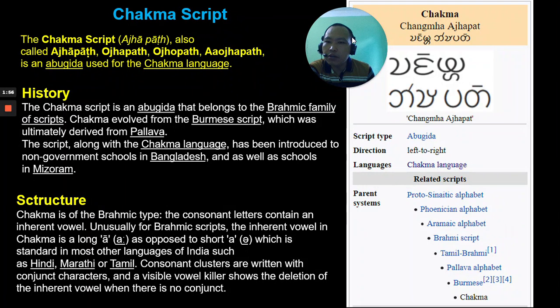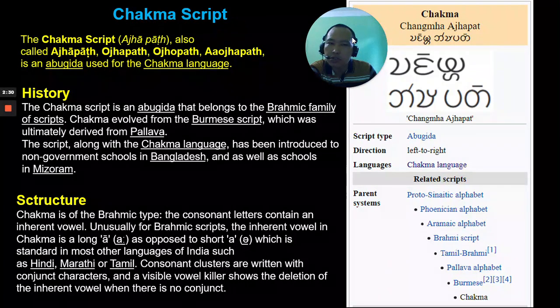Chakma script is of the Brahmic type. The consonant letters contain an inherent vowel. Usually for Brahmic scripts, the inherent vowel in Chakma is a long one, as opposed to the short one which is extant in most other languages of India such as Hindi, Marathi and Tamil. Consonant clusters are written with conjunct characters, and a visible vowel killer shows the deletion of the inherent vowel when there is no conjunct.